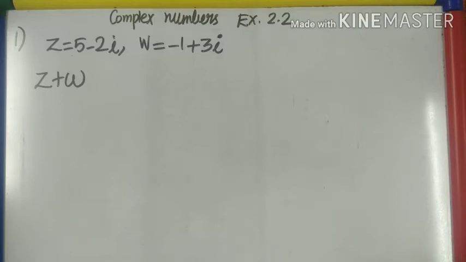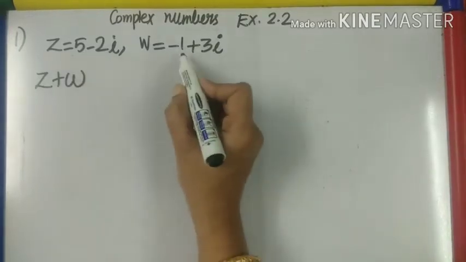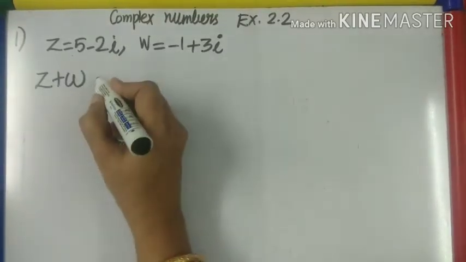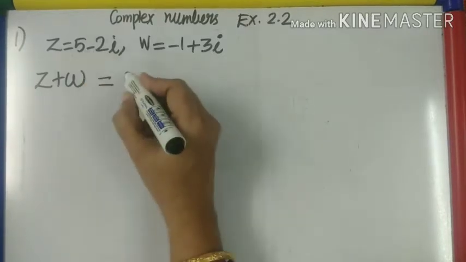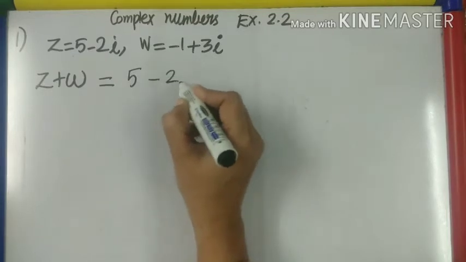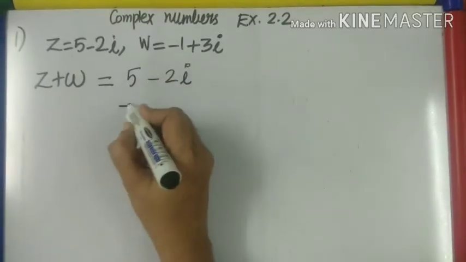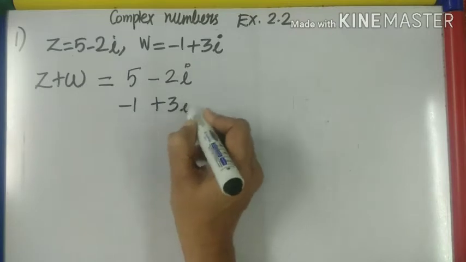We are continuing with complex numbers, exercise 2.2. Here we are learning the basic operations on complex numbers: addition, subtraction, expansion, in that way. Given two numbers, we are going to find out what is z plus w. Now remember, z is 5 minus 2i and w is minus 1 plus 3i.